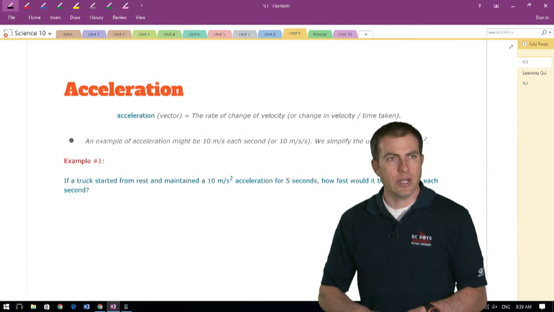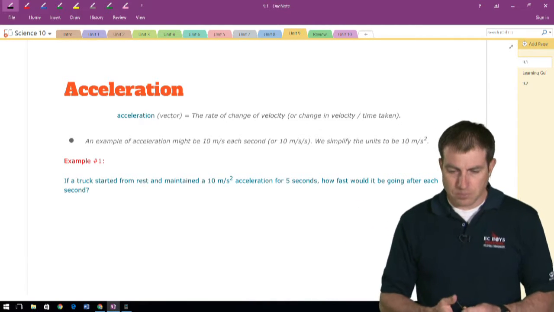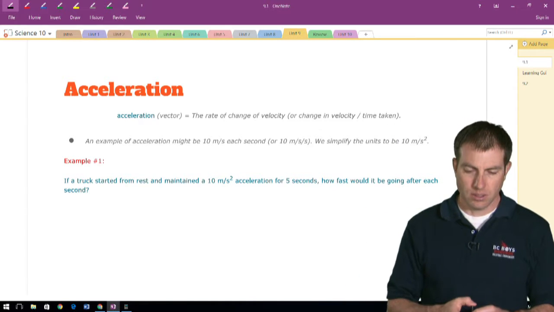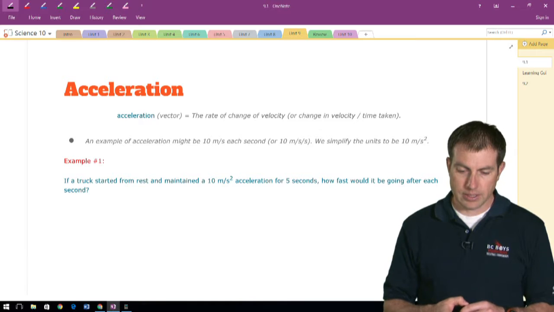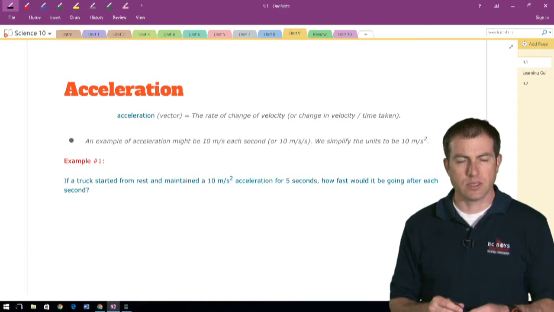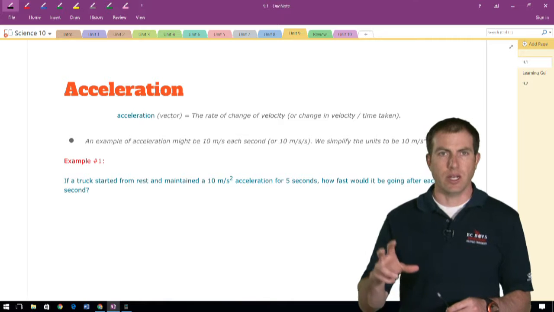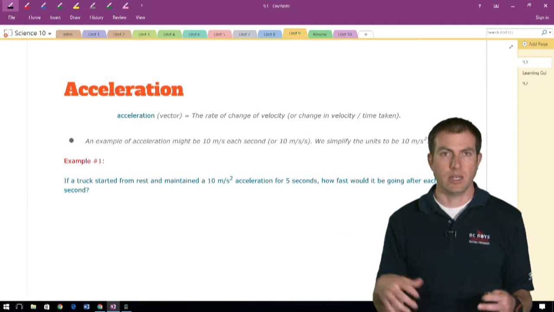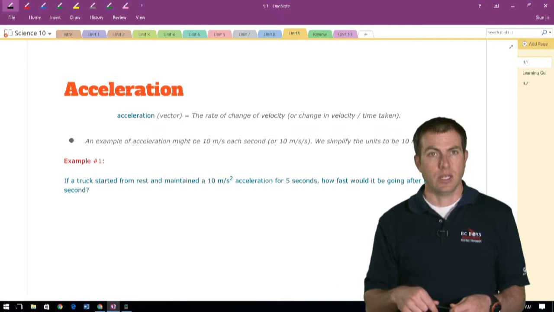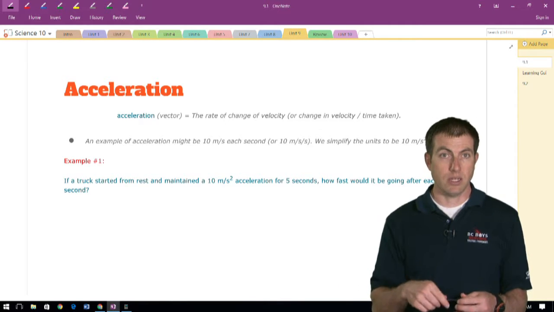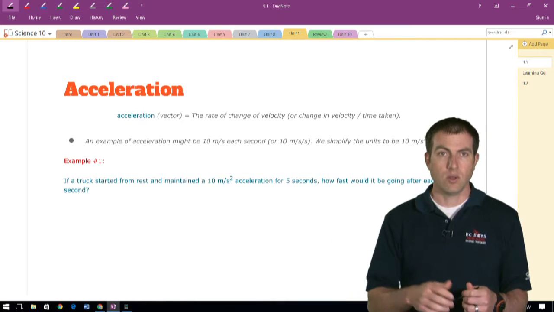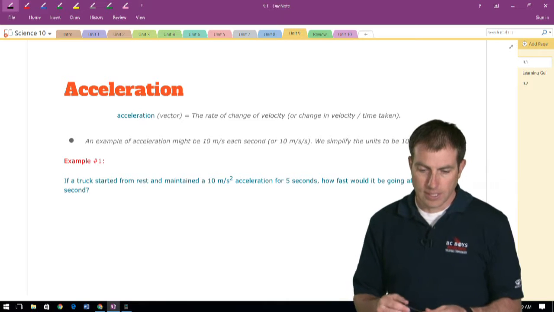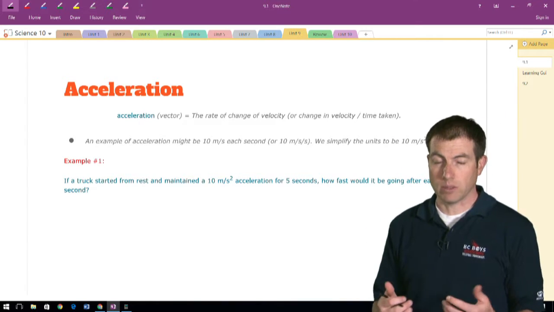All right, acceleration is a vector. Its official definition is the rate of change of velocity. I was mentioning this earlier. If we talked about changing your velocity, so you change your velocity by 10 meters per second every second, that would be an acceleration. How long did it take you to change your velocity by 10, to go from 0 to 10 or 10 to 20? Well, each change in velocity took you 1 second. So that's an acceleration of 10 meters per second squared.